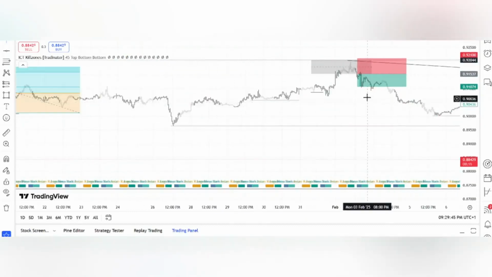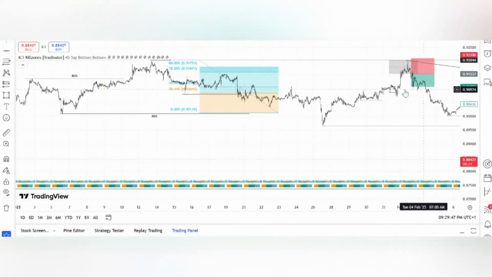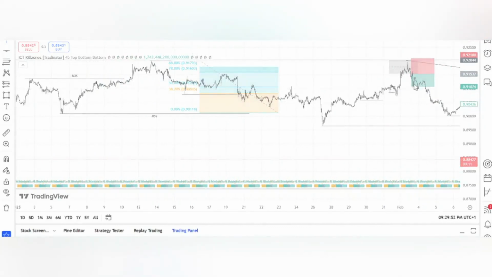Then I'll drag my take profit down so I can go back to my 4 hours which we were using. So let's see the risks. Let's see the reward we'll be getting for this trade. This is the risk to reward.